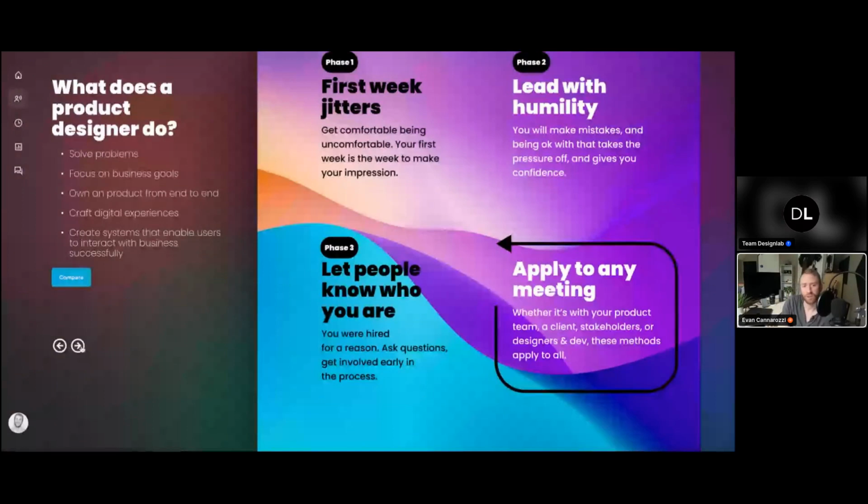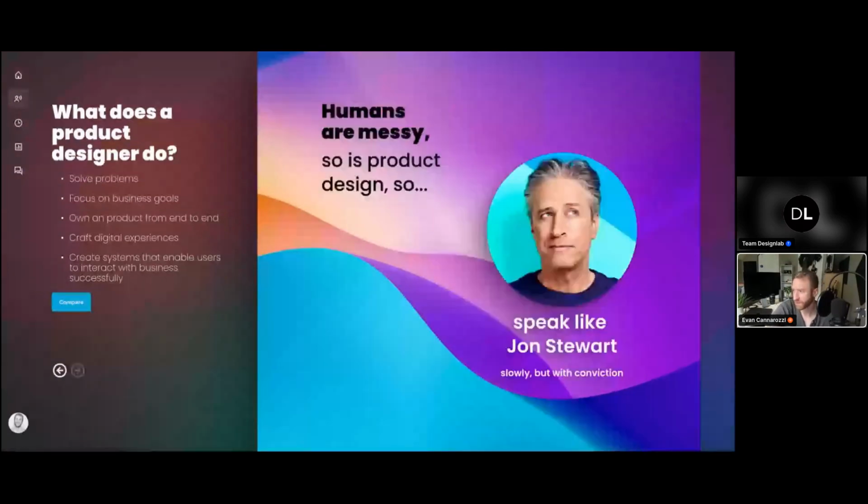All right. Humans are messy. We know that. So is product design. So something that I like to do is find an idol that I follow that I think is very good at conducting interviews and really does his homework. And my pick is Jon Stewart.